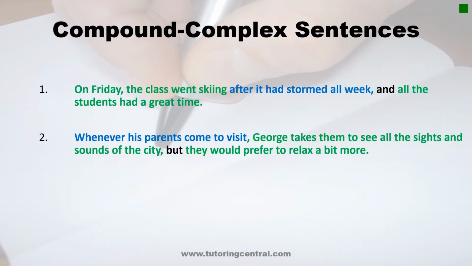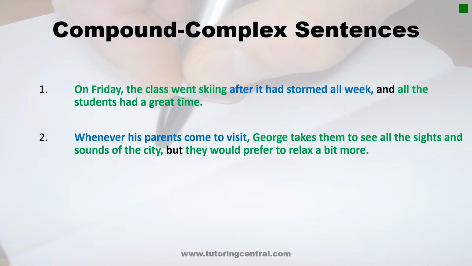Here are some examples of compound complex sentences. So for number 1, we have: On Friday, the class went skiing after it had stormed all week, and all the students had a great time. Now I have put the independent clauses in green and the dependent clauses in blue. So the first independent clause is, on Friday the class went skiing. That could be a sentence by itself. The second independent clause is, all the students had a great time. Again, I could write that as a separate sentence and it would be fine.